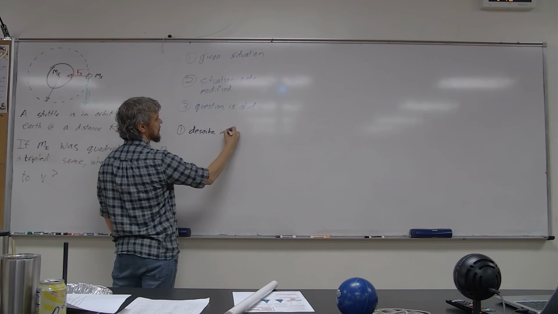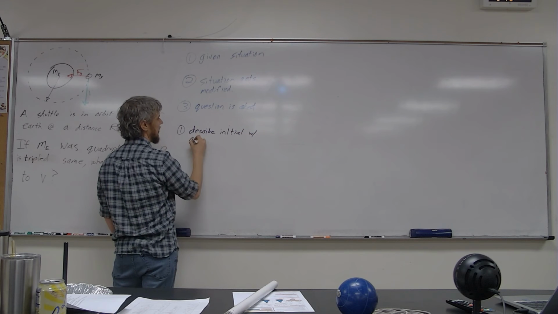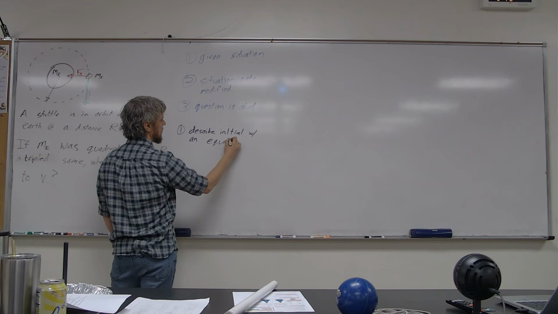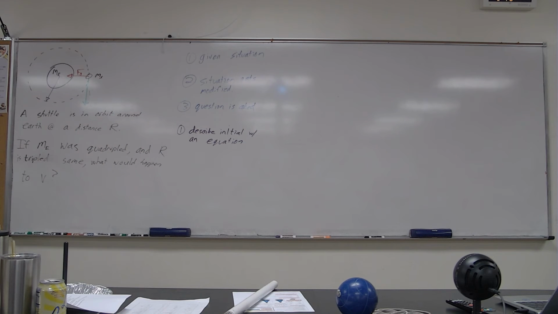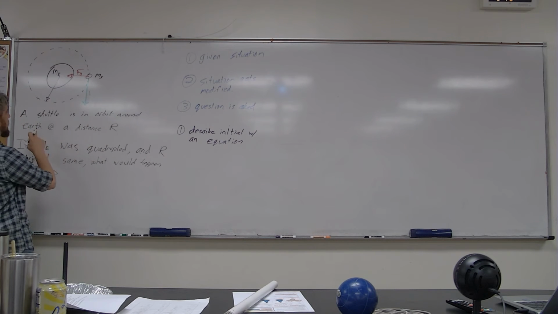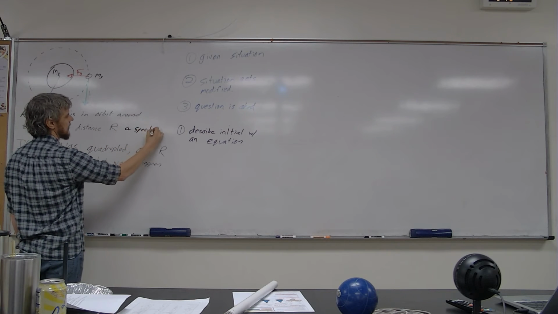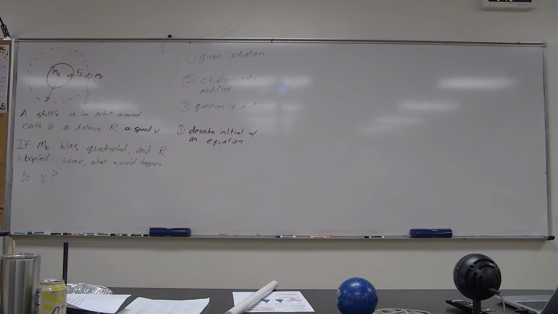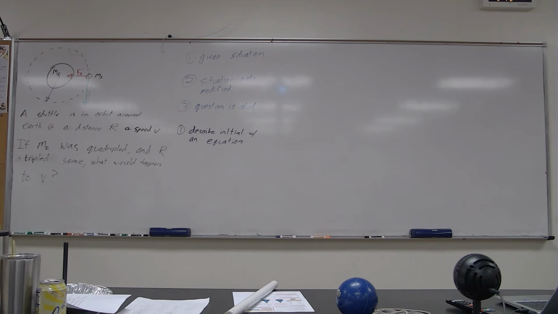Okay? So in your approach to these types of problems, your first step is to describe the initial situation, the given situation, with an equation. That's your first step. So I need to relate, I should have said with speed v, a shuttle is in orbit around Earth at a distance r and speed v. Sorry about that. So I need an equation that's going to relate the speed v, the orbital distance r, and the mass of the Earth, because that thing's going to change.